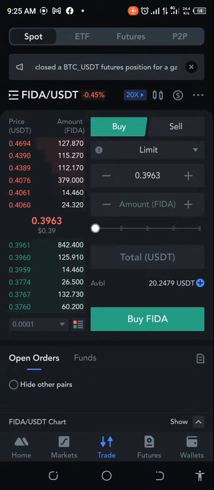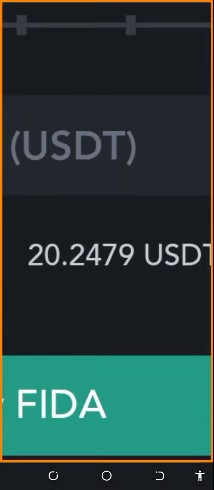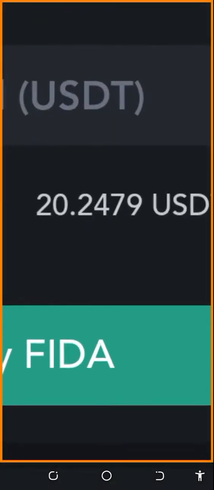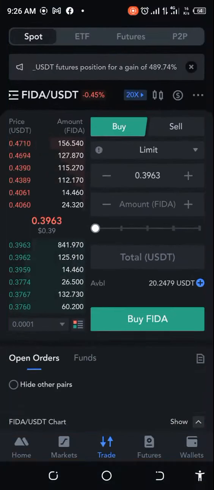All right, so I'm back, and now we've been able to get it sold to USDT. So what have we made right now? We've made 20.2479 USDT. Now remember that we started this trade out with 19.97. Do you remember that? So we started out with 19.97, and then our transaction fees were about 18 cents.